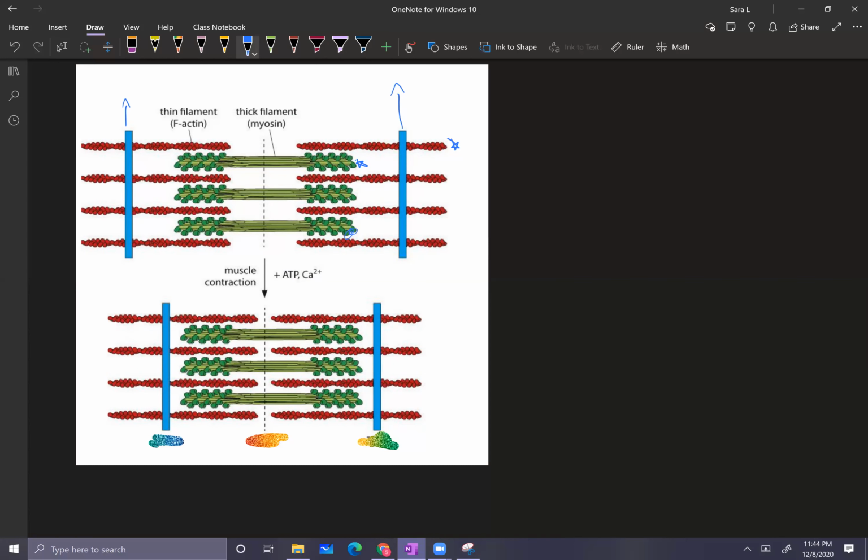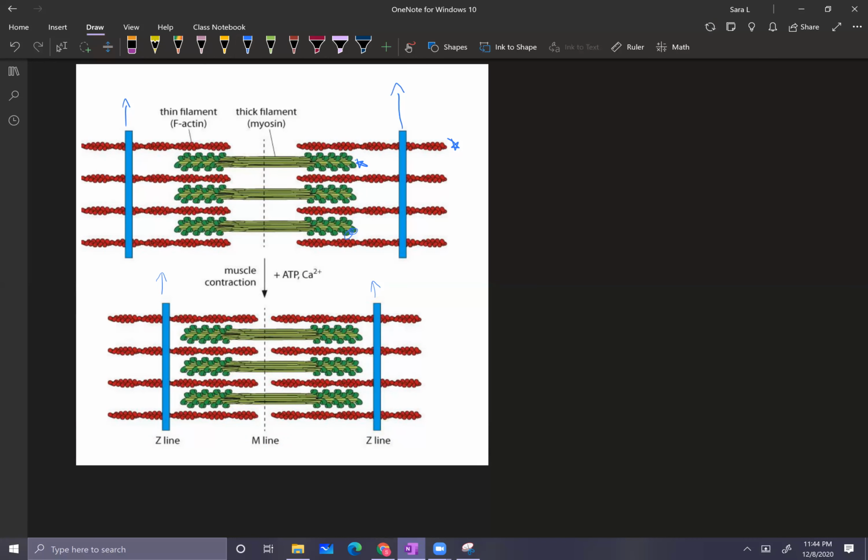They cannot get past the sarcomere borders. So they're going to contract as close as possible, and that's about where they end. So this is the idea behind how muscle contraction works. And some things to keep in mind is that these ends of our sarcomeres are called Z lines, and this line in the middle is called an M line.